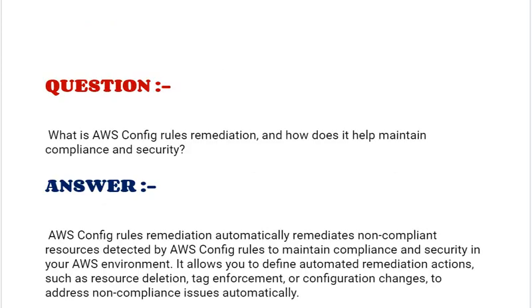Our next interview question is: what is AWS Config rules remediation and how does it help maintain compliance and security? Your answer should be: AWS Config rules remediation automatically remediates non-compliant resources detected by AWS Config rules to maintain compliance and security in your AWS environment. It allows you to define automated remediation actions such as resource deletion, tag enforcement, or configuration changes to address non-compliance issues automatically.